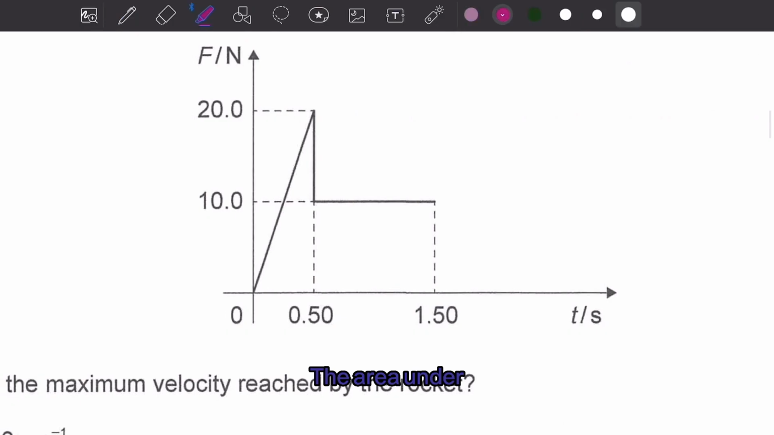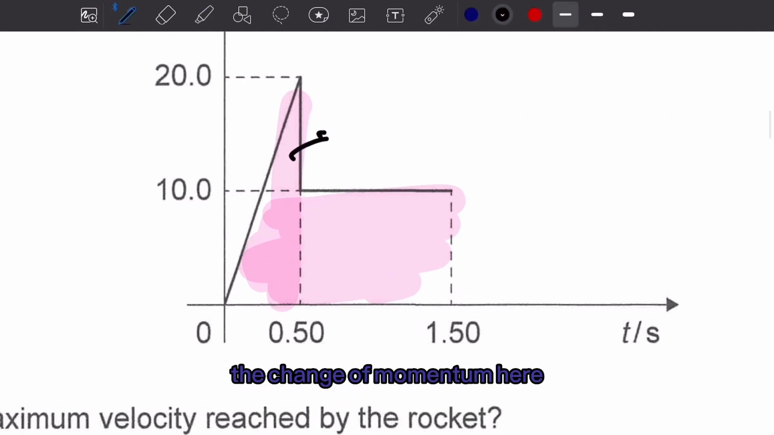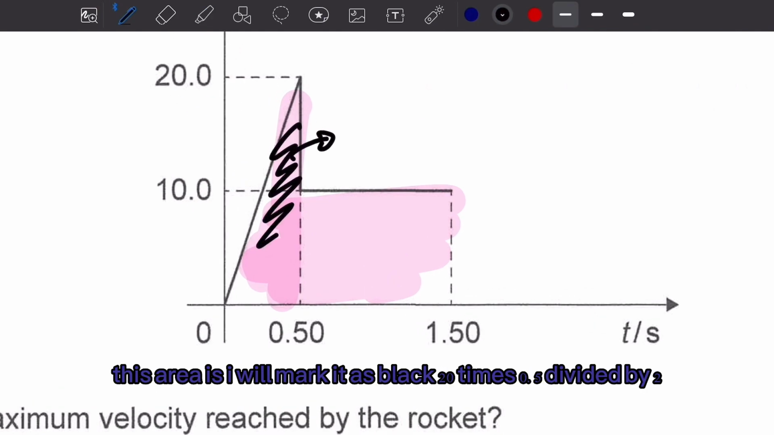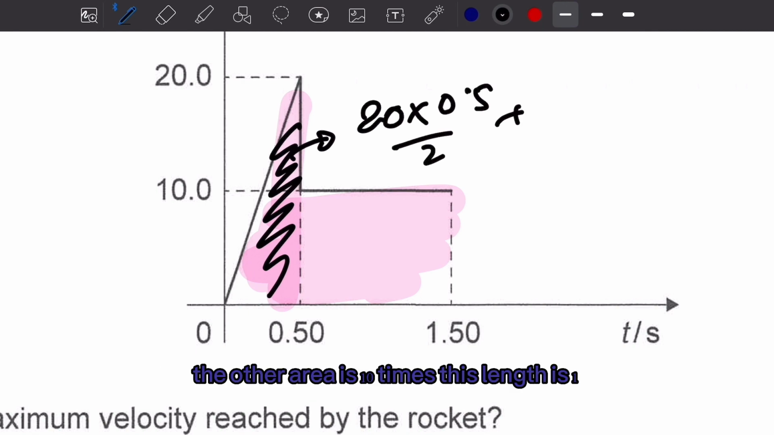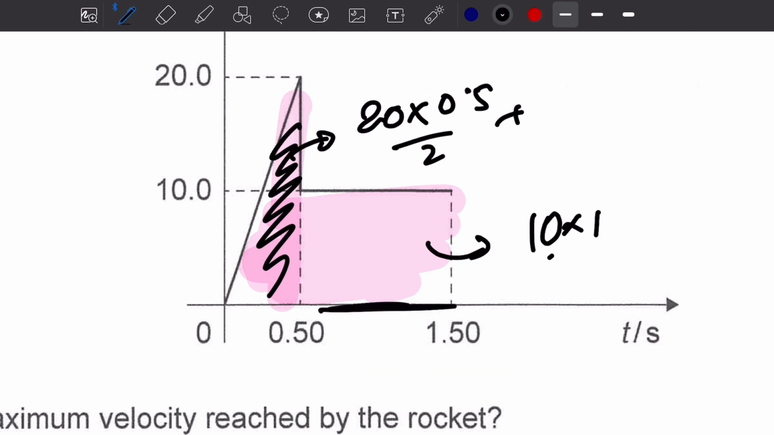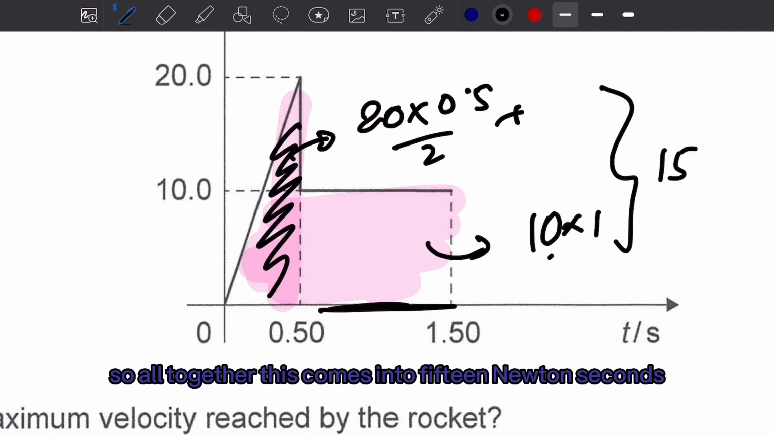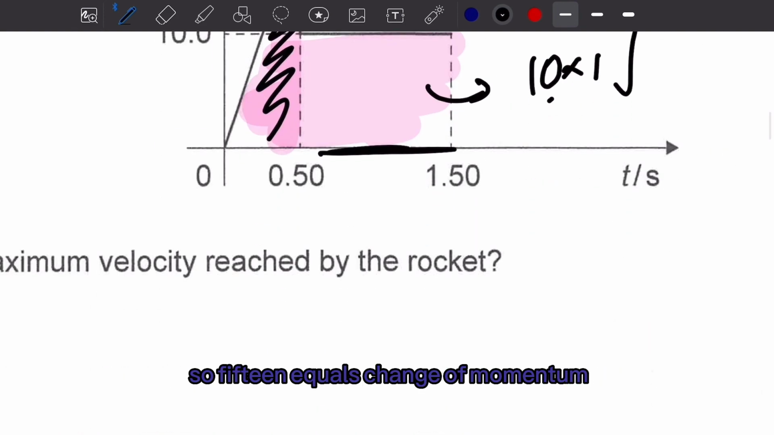The area under the force-time graph gives the change of momentum. Here this area, I will mark it as black, is 20 times 0.5 divided by 2. The other area is 10 times, this length is 1. So altogether this comes to 15 newton seconds. So 15 equals the change of momentum.